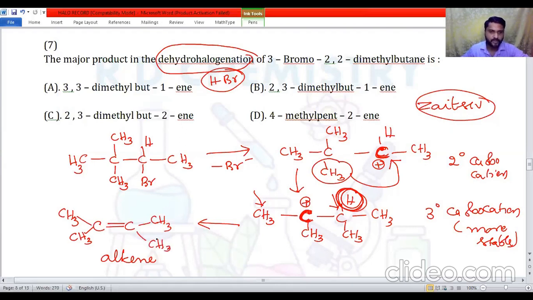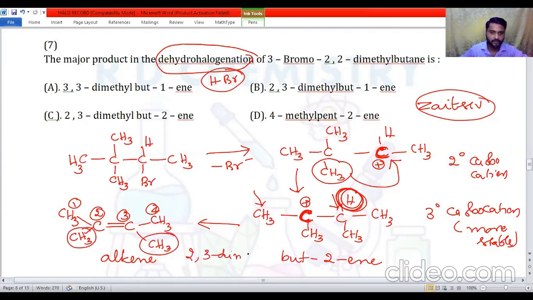Okay. The structure is not given, but the IUPAC names are given. So carbon number 1, carbon number 2, carbon number 3, carbon number 4. So it is a butene. Which butene? The double bond is on the second carbon atom. Then there are methyl groups, CH3 and CH3, on second and third. So it is 2,3 dimethyl butene. That is option number C. Right? So you have to follow the Zaitsev rule and get the more stable alkene.